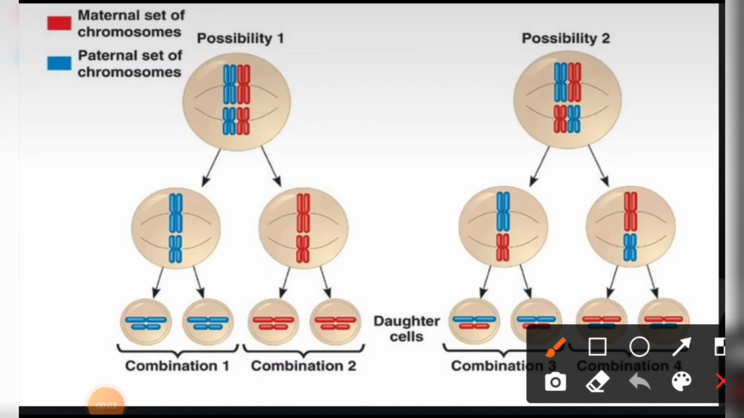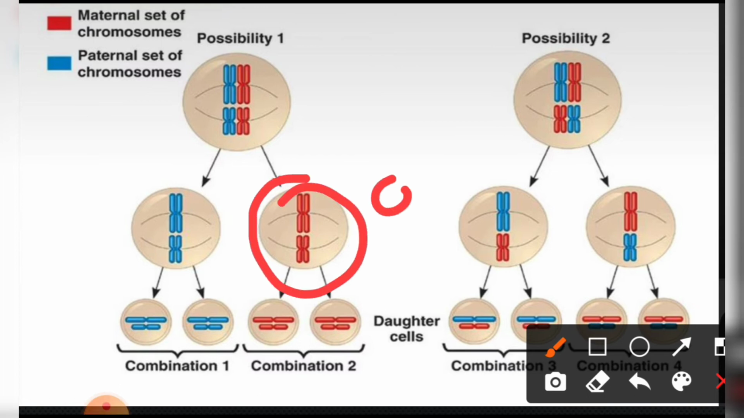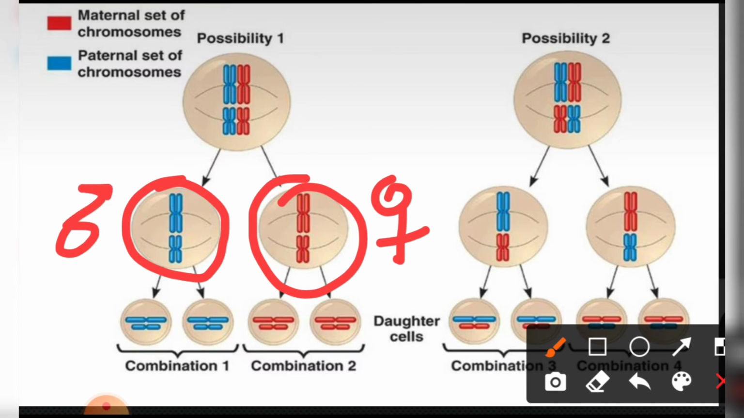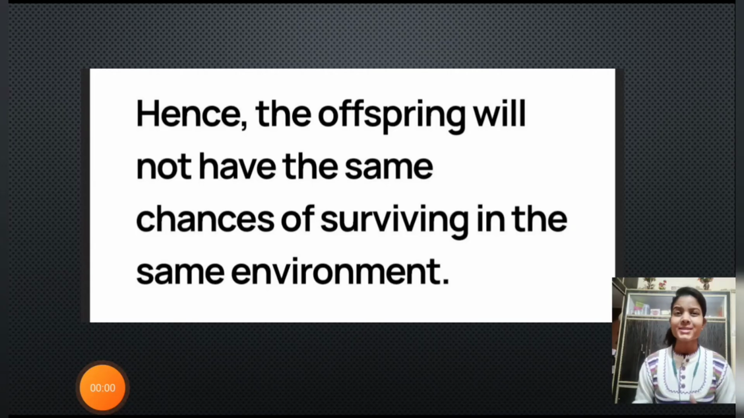The red chromosome is denoted for the maternal set of chromosomes, that is the mother set of chromosomes, and the blue chromosome is denoted for the paternal set of chromosomes, that is the father set of chromosomes. During the copying of DNA, some errors can occur and this can lead to an improper DNA strand getting copied. And these variations occur in the organisms randomly. Hence, the offspring will not have the same chances of surviving in the same environment.